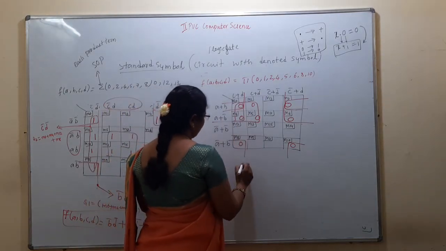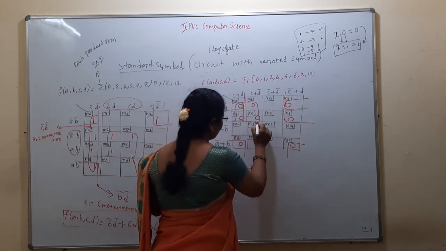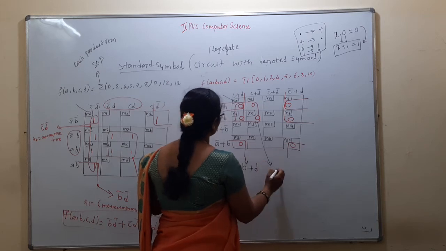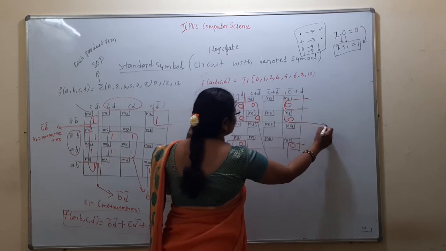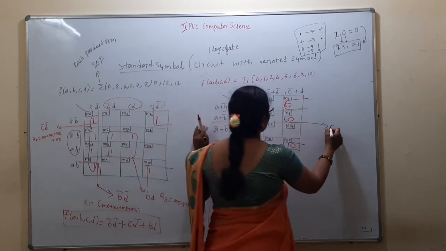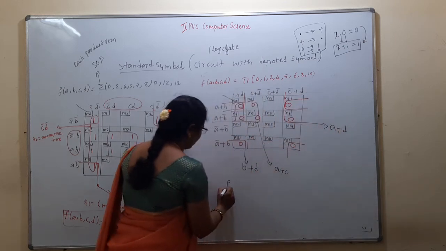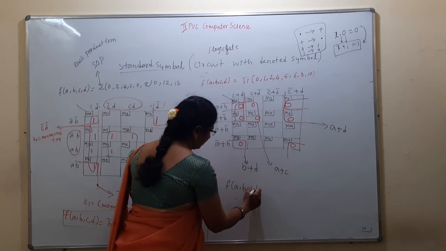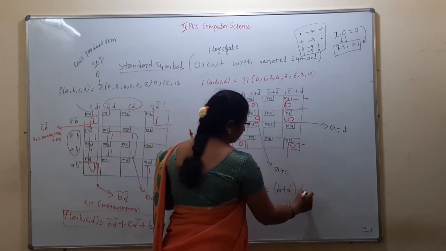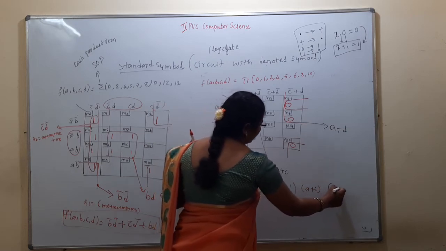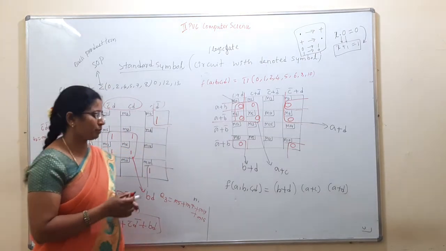Among these two, B plus D. Then for this one, you will get A plus C. And for this overlapping, you will get A plus D. Then how to write the result? F of A, B, C, D equals B plus D, A plus C, A plus D. So this finishes your first paper.